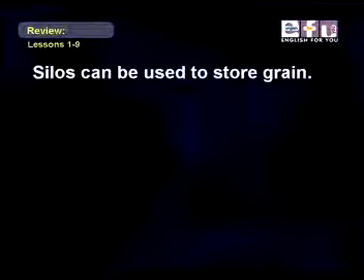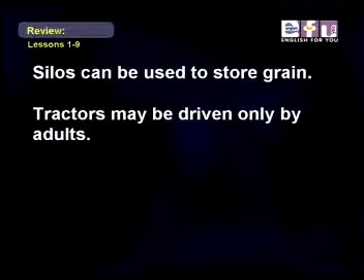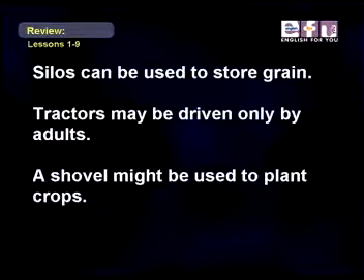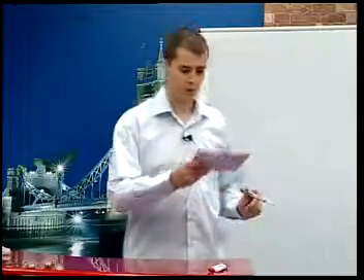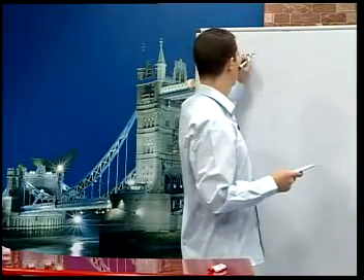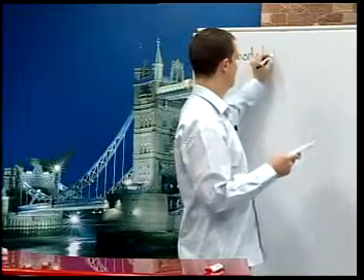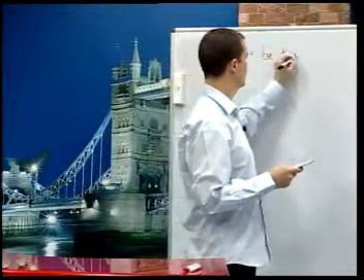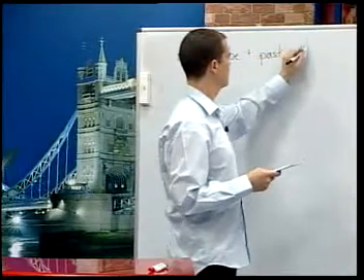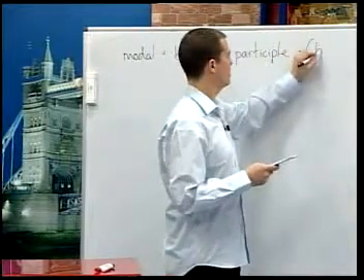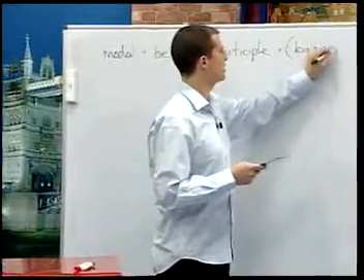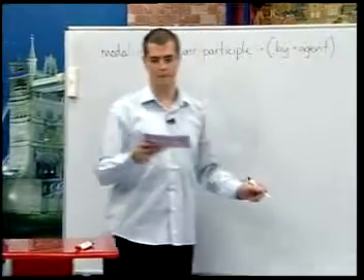Now let's look at the passive with modals. Please take a look. Silos can be used to store grain. Tractors may be driven only by adults. A shovel might be used to plant crops. The passive voice of modal auxiliaries is formed this way. We have the modal plus be plus past participle, and then by and agent if we want to use them.